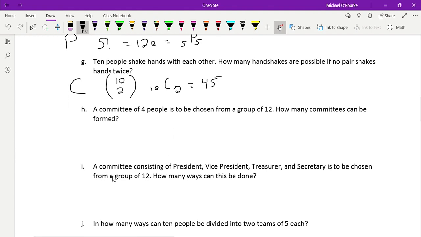Yes. Okay. A committee of 4 people is chosen from a group of 12. How many different committees could be formed? Yep. Good. It's a combination. What's the key word in that question? Committee.